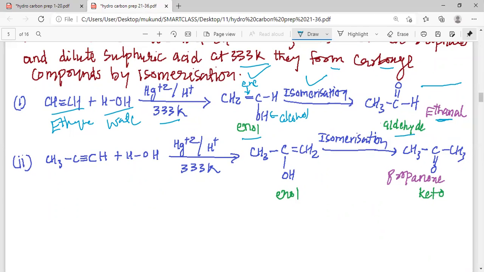Now, how this takes place, you can understand that the electrons of this double bond come here, and this hydrogen which is present in the alcohol goes and combines with the other carbon. So that is how you get the aldehyde produced.